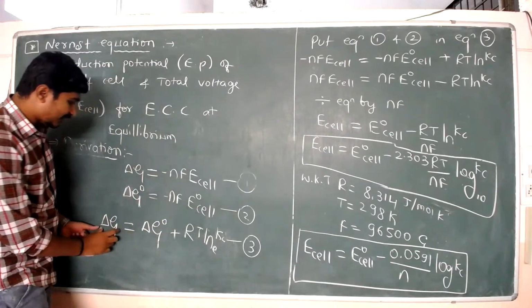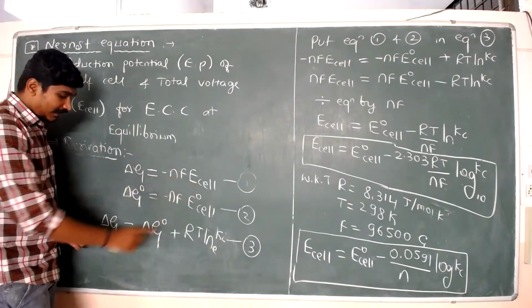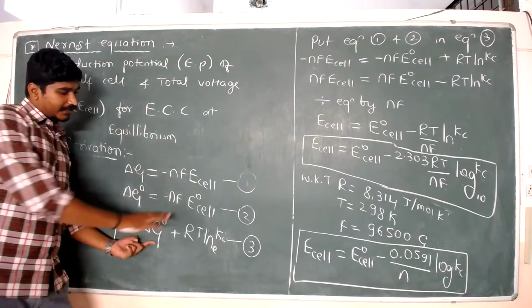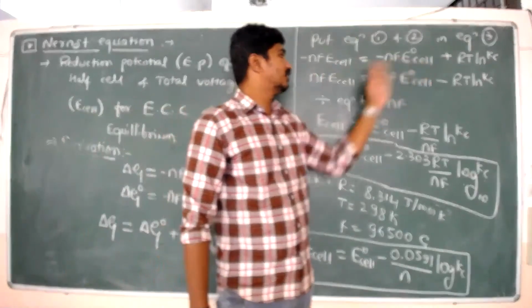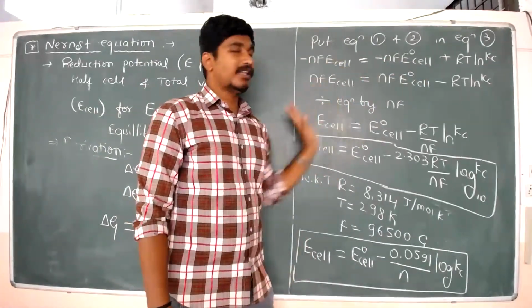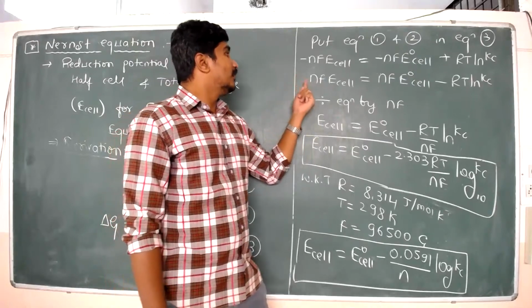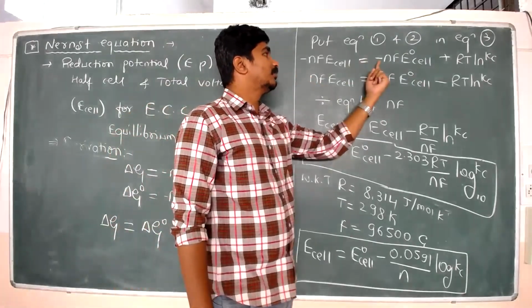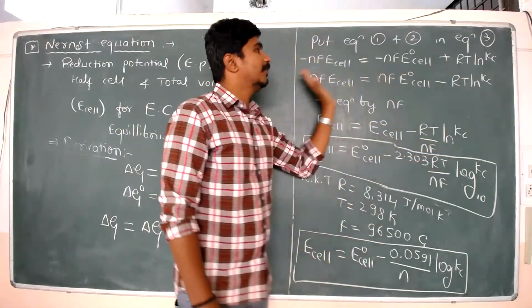What happens? In place of delta G, you can write minus nF E cell. In place of this delta G naught, you can write minus nF E naught of cell. Right? That only I wrote here. Now multiply the whole equation by the minus, meaning minus will become plus, plus will become minus. Now this minus will become plus, this minus will become plus, this plus will become the minus. I have multiplied by the minus.